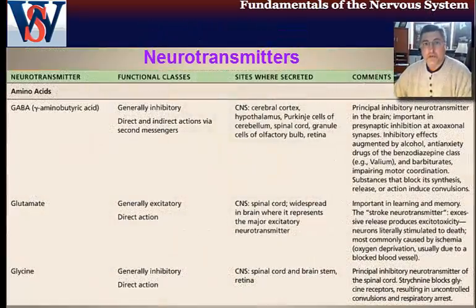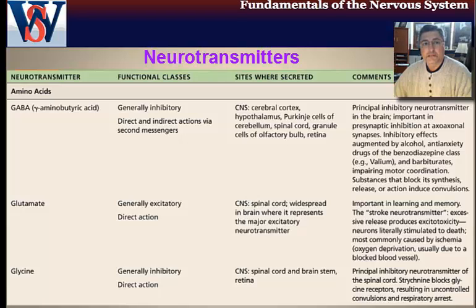The third type of neurotransmitter we have is the amino acids. Now, yes, these are the same amino acids that would play a role in building proteins, but if they are found in the neuron and released from the axonal end of a neuron, they're known as neurotransmitters. They play a role in the central nervous system, and they include such amino acids as GABA, glutamate, and glycine.